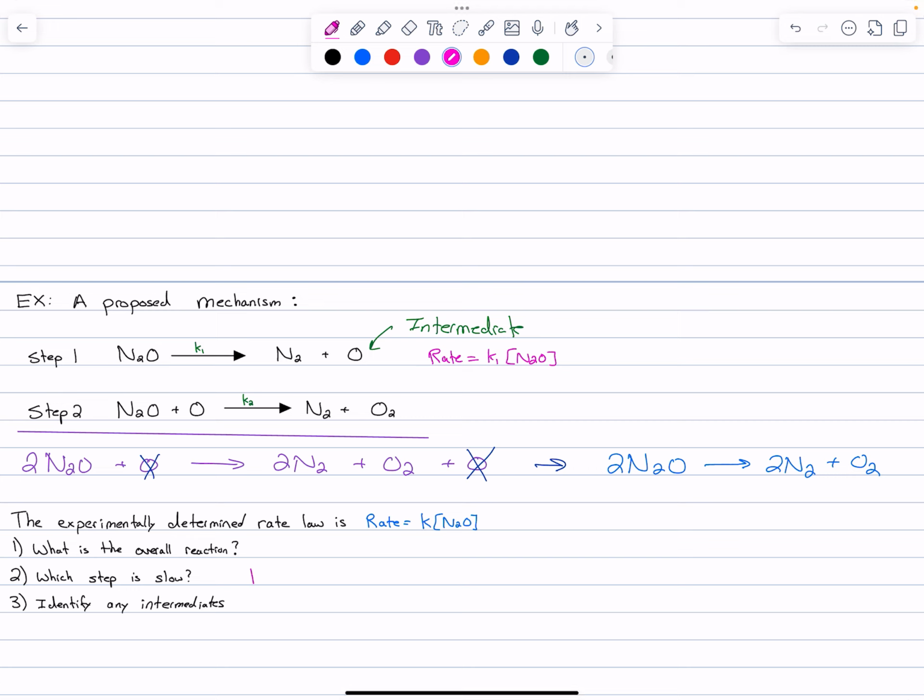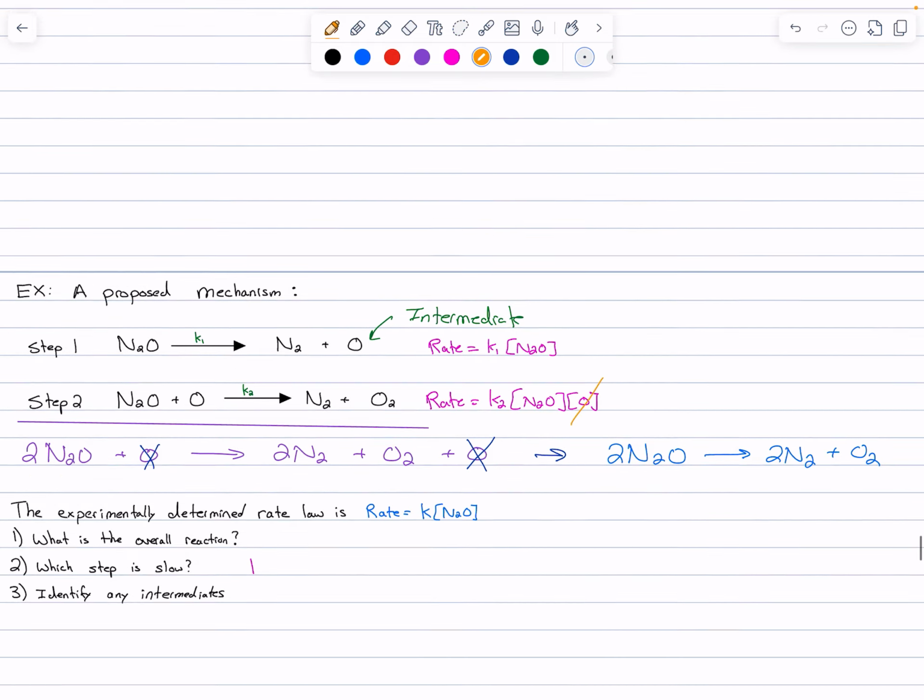For step 2, the rate would equal k2 times the concentration of N2O times the concentration of O, which we cannot have because O is an intermediate. And so the rate law would support our proposed mechanism, and step 1 would be the slow step. All right, so there's the first example.